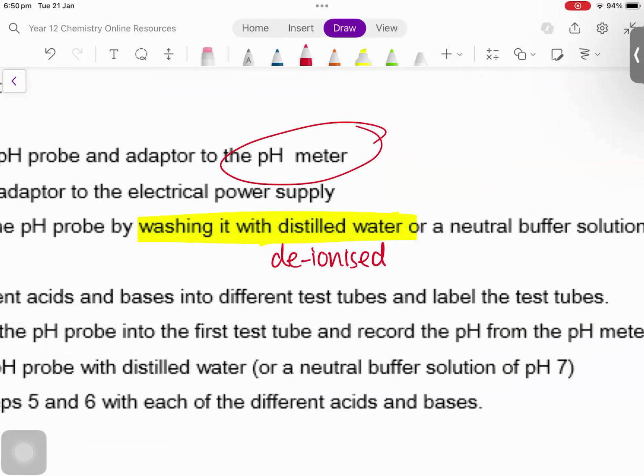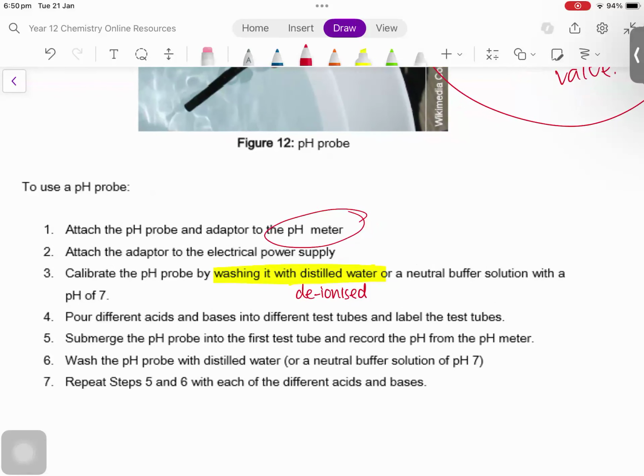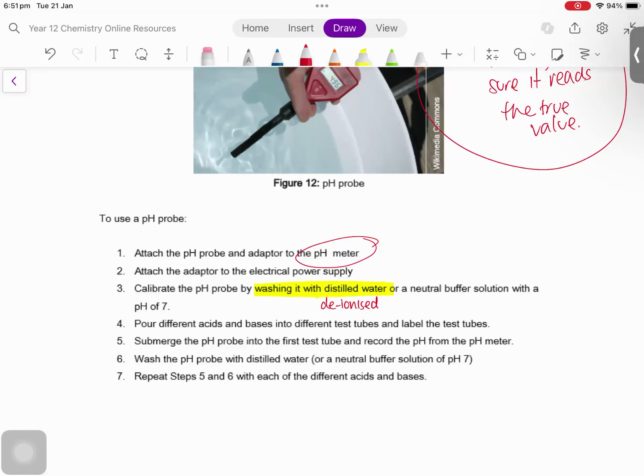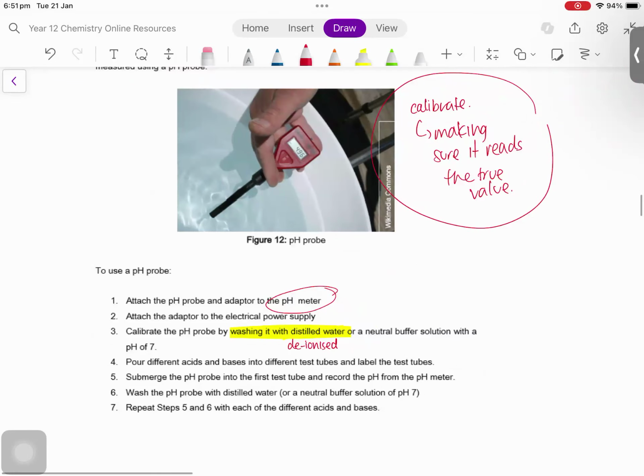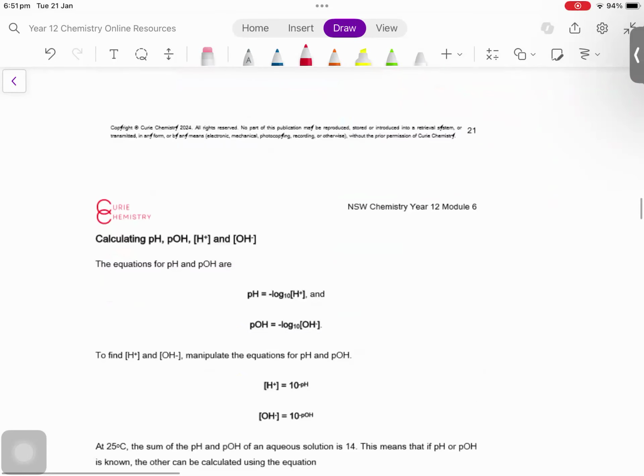Distilled water or deionized water, just so that you don't have any traces of acid when you're trying to figure out if it's a base, or any traces of base when you're trying to figure out if it's an acid. Okay, that's pretty much it. That's the machine. Okay, your equations for pH.